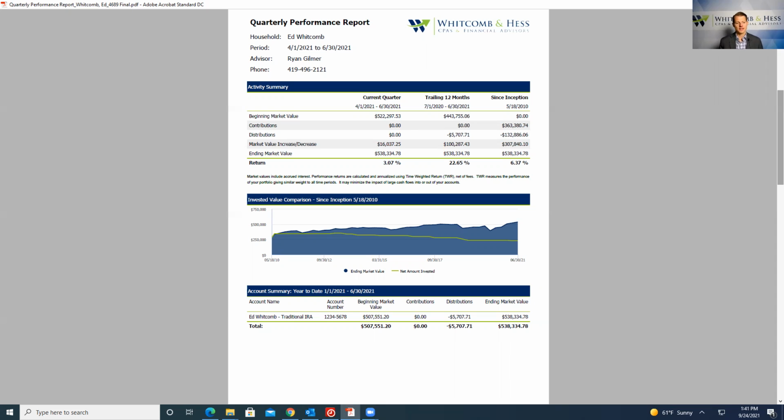The next section under that is the account summary. So in Ed's case, he has 1 account. It's a traditional IRA. In your case, you may have multiple accounts, which will be listed here. You'll want to notice that this section is year to date. So it starts January 1 of 2021 and just shows what you started with, anything you've added or taken out, and then the ending value.